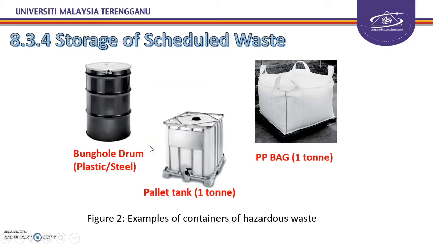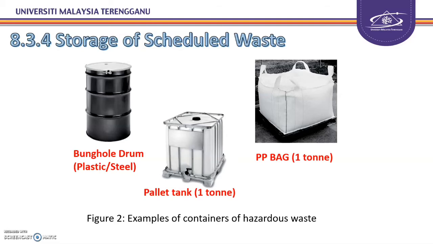Okay, first we go to the storage of scheduled waste. So I think some of you might be familiar with this storage. This is an example of a container provided by the DOE under the scheduled waste regulation. You can see here on the left side is a bung hole drum. Basically this bung hole drum is made of plastic or steel, because sometimes you want to contain acidic or solvent chemicals, so that's why the material for the drum must be tough enough to contain that kind of material.